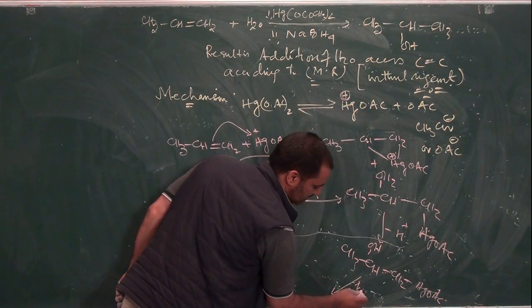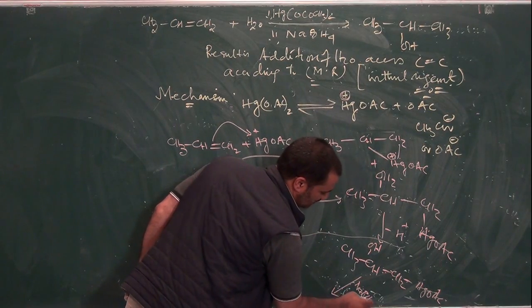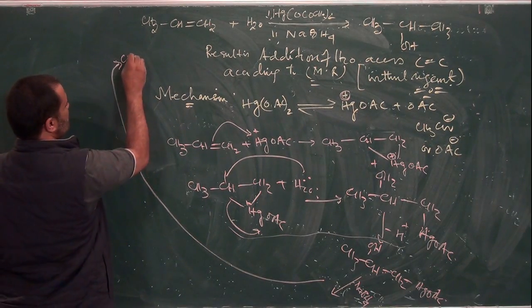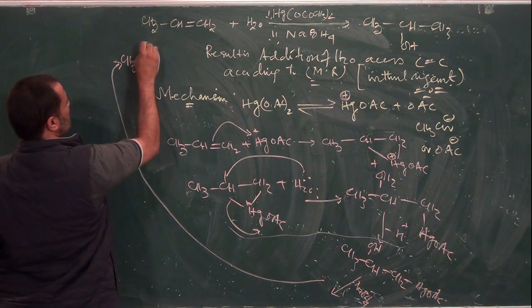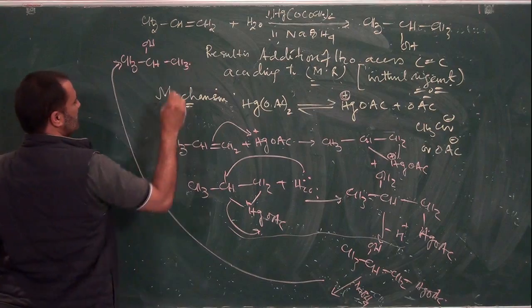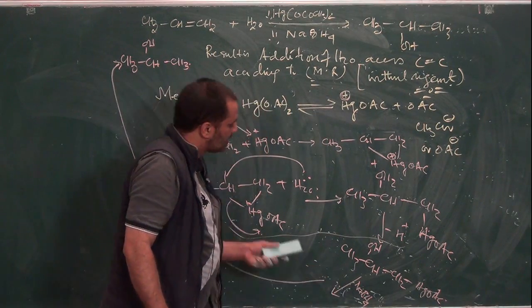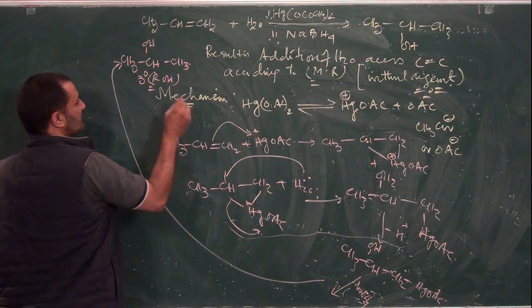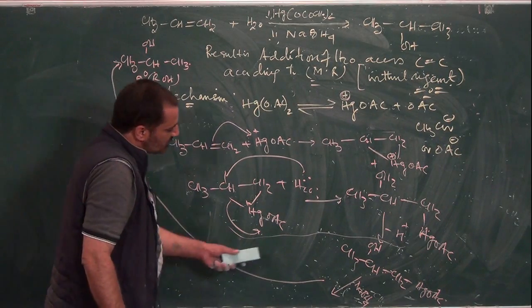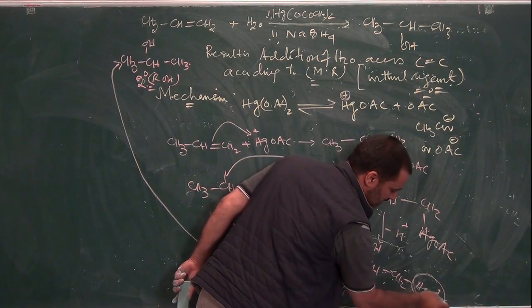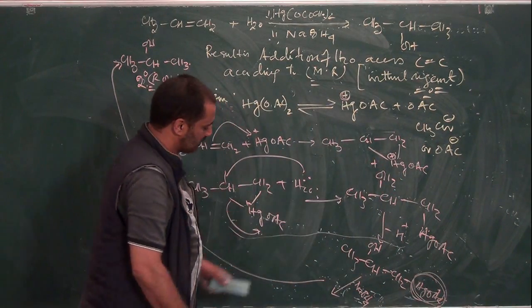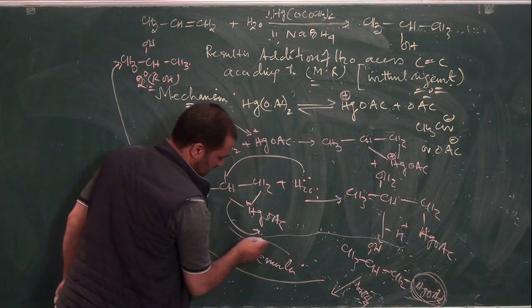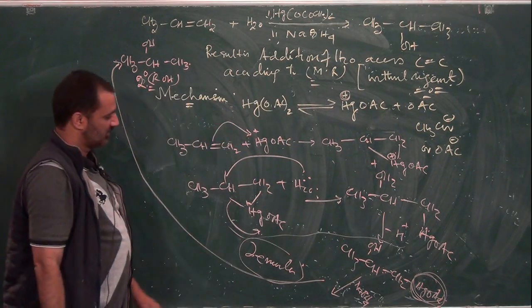Now, if I treat the same with NaBH4, sodium borohydride, it results in the formation of CH3, CHOH and CH3. Reduction, that is addition of hydrogen. So this is a secondary alcohol. This removal of HgOAc is known as demercuration. So this was mercuration and this step is demercuration: oxymercuration and demercuration.